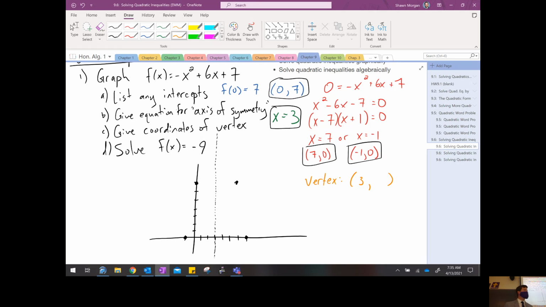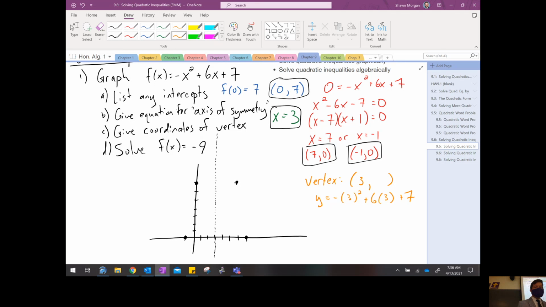Absolutely, that's exactly what we want to do. Well done. So if I'm going to find the y-coordinate, remember, f of x is the same thing as y. So it's like saying y equals the opposite of x squared plus 6 times x plus 7. And so if I want to find the y-coordinate, just say f of 3. What is f of 3? Figure out what f of 3 is, and that's your y-coordinate.